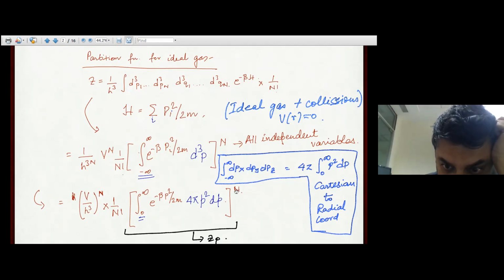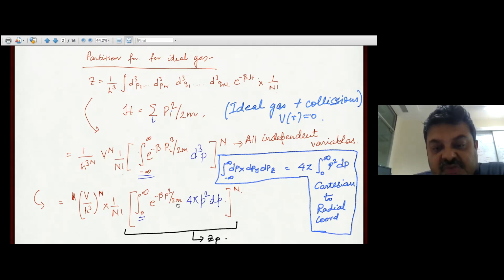So this to the power n remains intact here, e to the minus beta p squared by 2m, where p is a scalar quantity which runs from 0 to infinity. Here pi was running from minus infinity to plus infinity, but since we are working in spherical polar coordinates, d3p has been replaced by 4 pi p squared dp. The value of p can only be positive and can go from 0 to infinity. Now, this quantity without the power n, let's call it zp, and this integral is a gamma integral which can easily be evaluated.